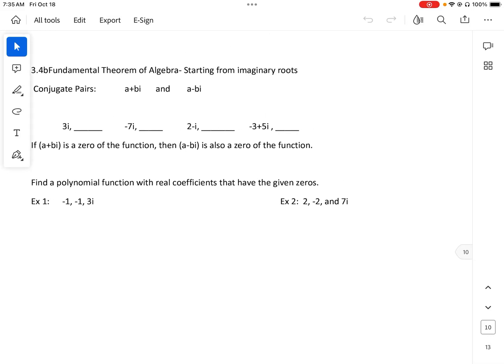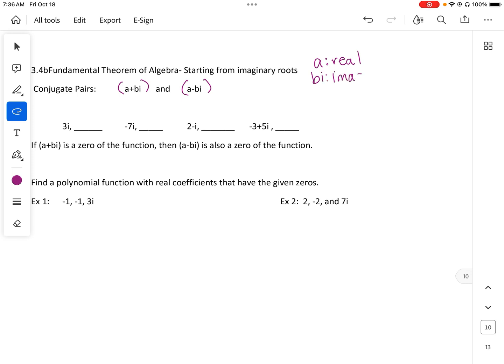We are going to look at 3.4b, where we are looking at imaginary roots now. So remember the conjugate pairs, like this. A is our real part, and B is the imaginary. BI actually is imaginary. And together, A plus BI, A minus BI is a complex number.